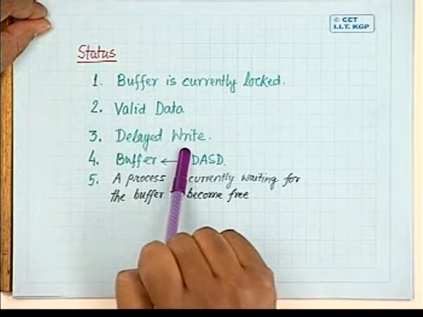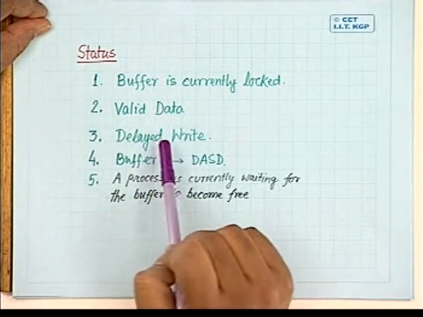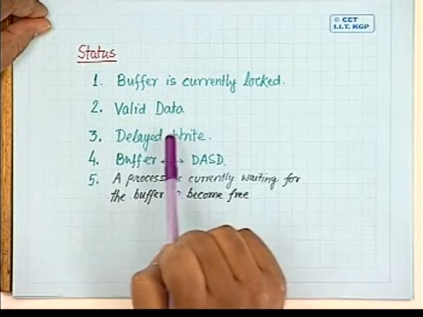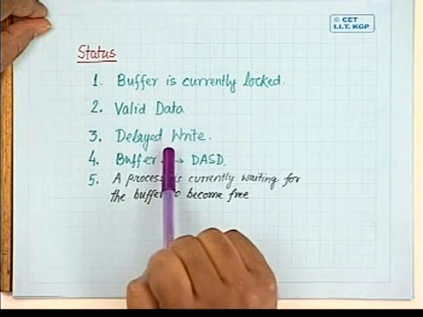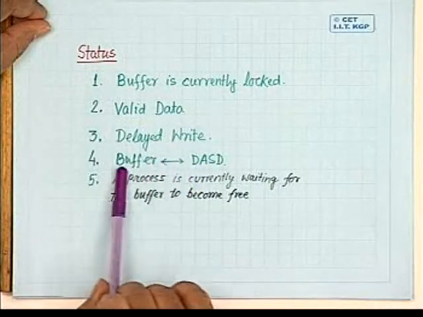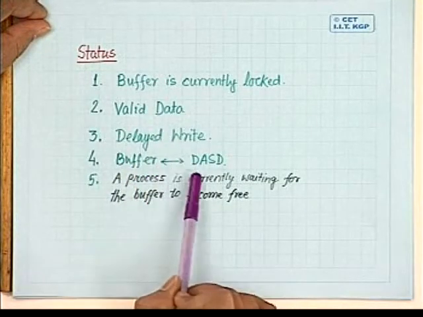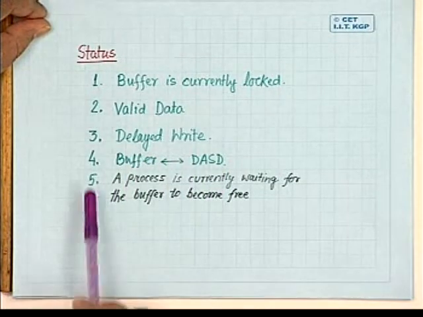Then other information that you have to put is the delayed write. We'll come to this delayed write later, but it simply says that if the buffer has to be overwritten by new block data, in that case the content of the buffer has to be stored back onto the disk. Then the buffer may be in use by the kernel for reading in a data block or writing a data block onto the secondary storage.